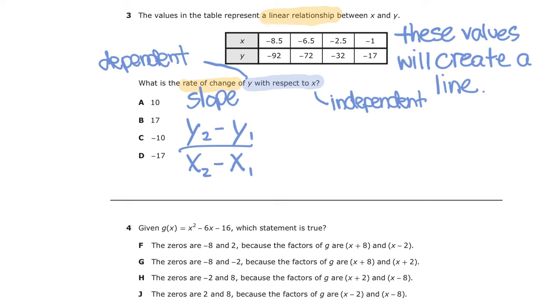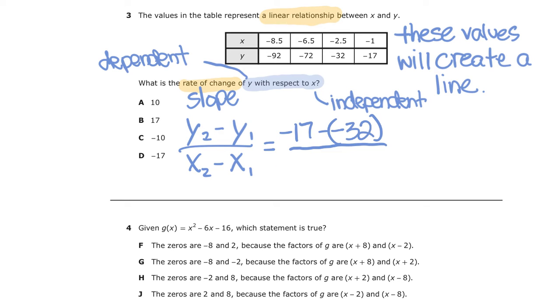Since we are finding the rate of change or the slope of this linear relationship, all we have to do is grab 2 points, the easiest ones, and find the slope between those 2 points. I think the easiest point to use is -1, -17. And then to avoid using really large values, making some mistakes, let's just use the point to the left of that, -2.5, -32. So we have y2 minus y1, -17 minus -32, and I would use parentheses around that -32.